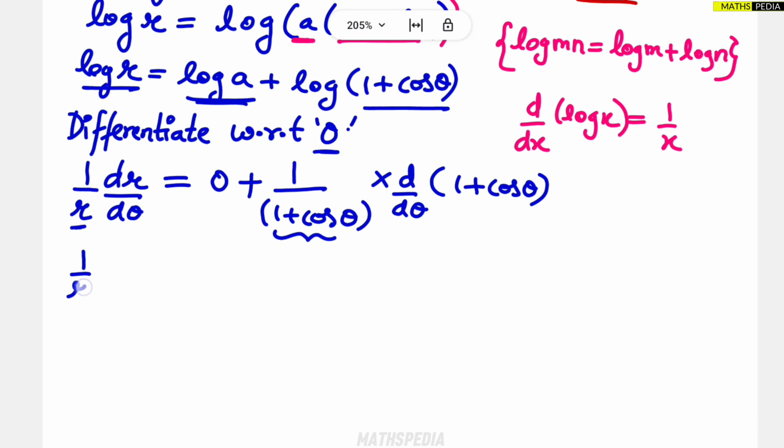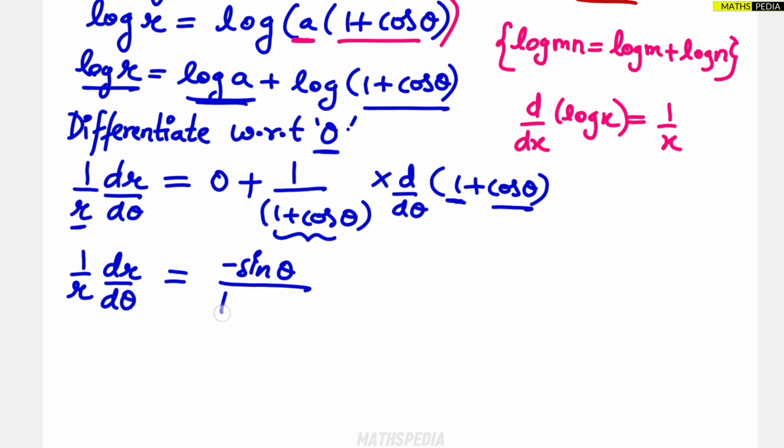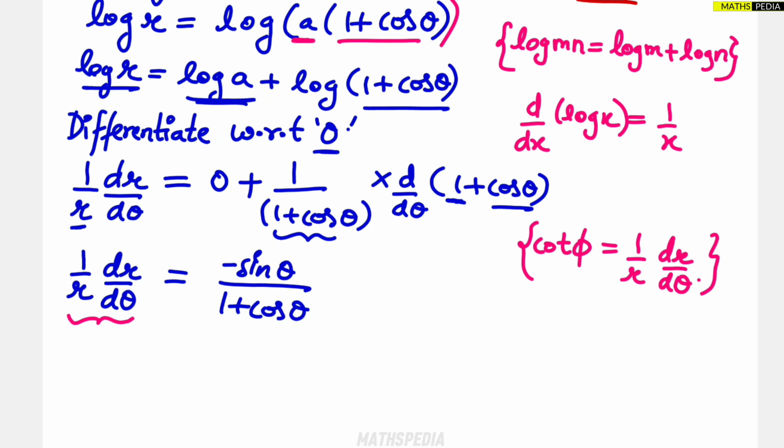So it will become 1 by r dr by d theta is equal to, differentiation of 1 is 0, cos differentiation is minus sin, so I can directly write minus sin theta divided by 1 plus cos theta, right? Now after doing differentiation, you might have studied, cot phi is equal to 1 by r dr by d theta, right? So in place of 1 by r dr by d theta, I can place cot phi.